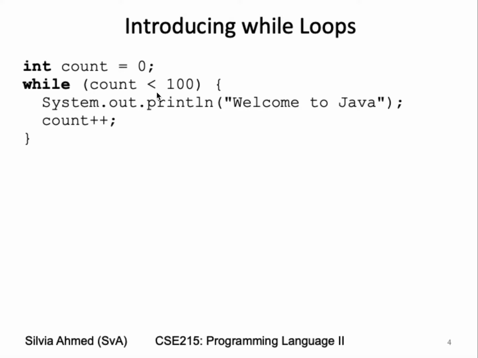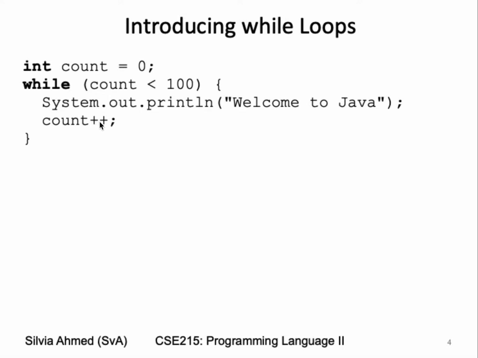If the result is true, it will enter the loop block, execute, and then repeat again. If the continuing condition is false, it will simply ignore the loop body and continue with the next part of the program. So let's look at this: while count is less than 100. Now the value of count is 0. So 0 less than 100 is true, so it will enter the loop and print welcome to Java.